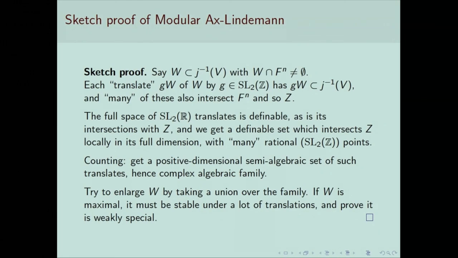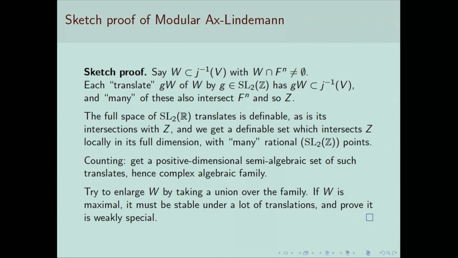And what this means is that by counting, you must have a positive dimensional semi-algebraic set, and that means that you can now try to make W bigger by simply taking the union over this algebraic family. So you try to enlarge W in this way. You've got a positive dimensional family, but if you assumed that W was maximal, then you can't enlarge it, and that must mean that W is stabilized by a lot of elements. If you play this game, you have to work a bit from there, and I'll describe a bit more in the next lecture how that work looks. But you eventually prove that this W must be weakly special.